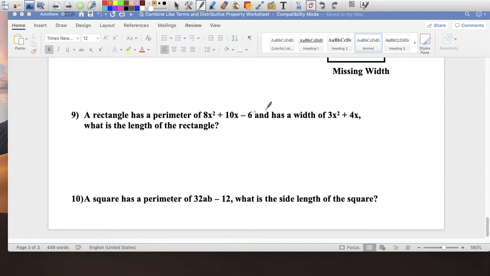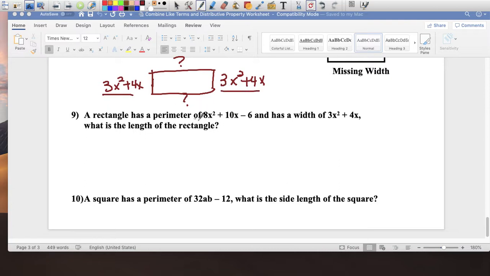So this next problem is exactly the same. So again, I'm going to draw the rectangle. He's telling you that the width here is 3x squared plus 4x, which means this guy over here is 3x squared plus 4x. I don't know this, and I don't know this. But if I knew all 4 sides and added them, it would give me 8x squared plus 10x minus 6. So if I subtract this and this from my total, I would get the leftover, the sum of the two missing sides.